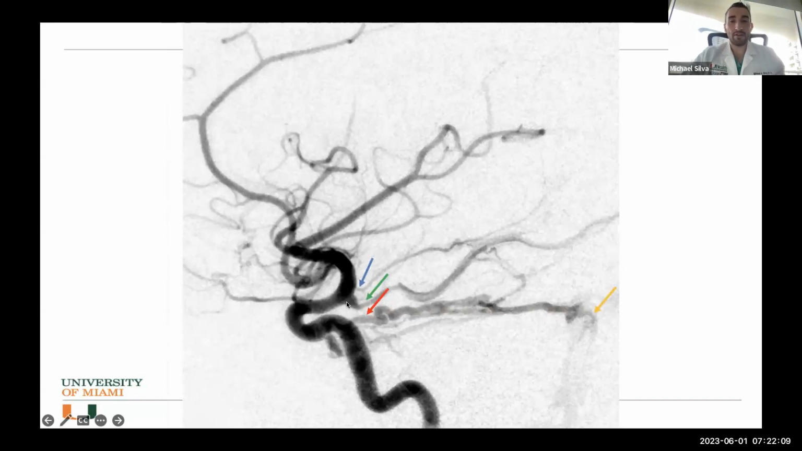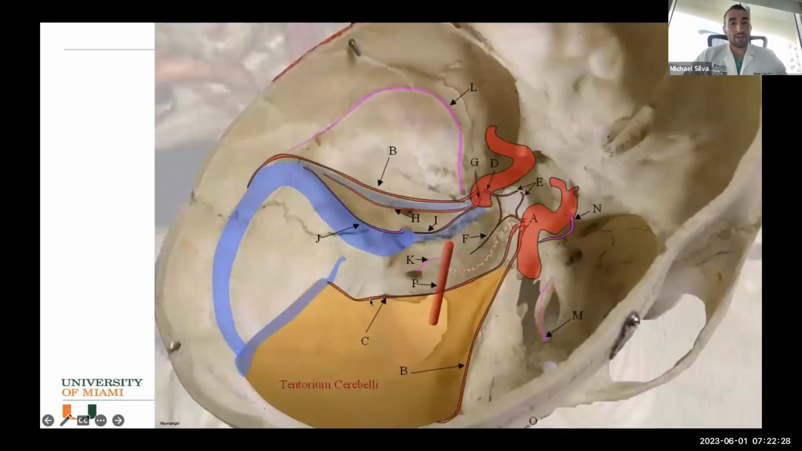And in the red arrow, this is the meningohypophyseal trunk, which oftentimes is very small. This is abnormally prominent. Sometimes you would have a hard time actually seeing it. And this is plugging into the transverse sigmoid junction here in the gold arrow there. So here, moving along, we'll go to a schematic of the meningohypophyseal trunk.